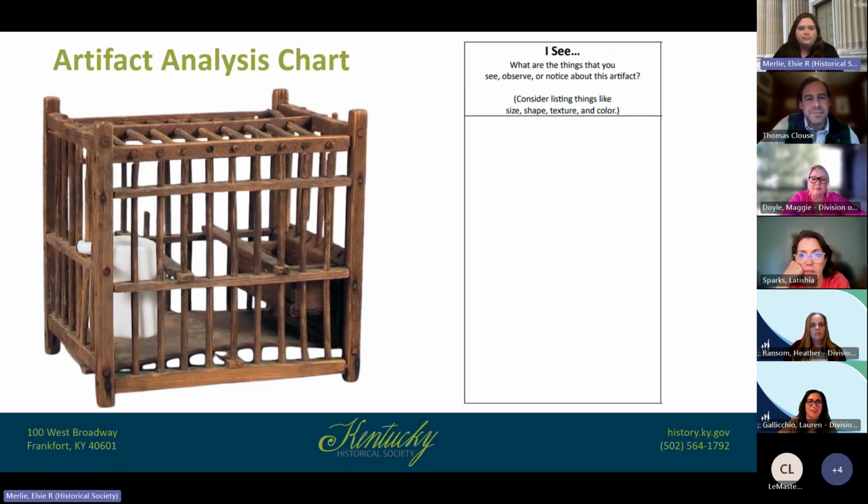It's wooden and it looks like a cage, like it would hold something. Great observation. Anybody else? I can't tell what the white pieces in there are, but it looks like maybe it's for water or something. So it's definitely meant to keep something alive.